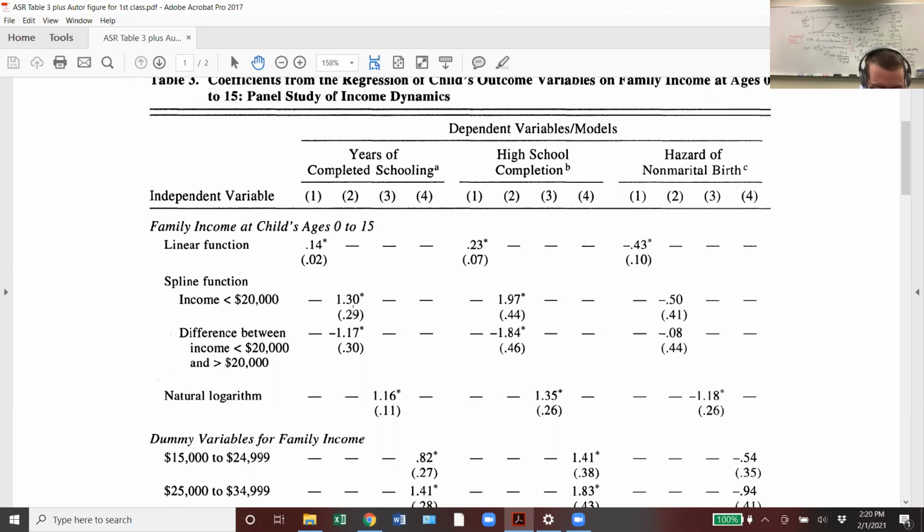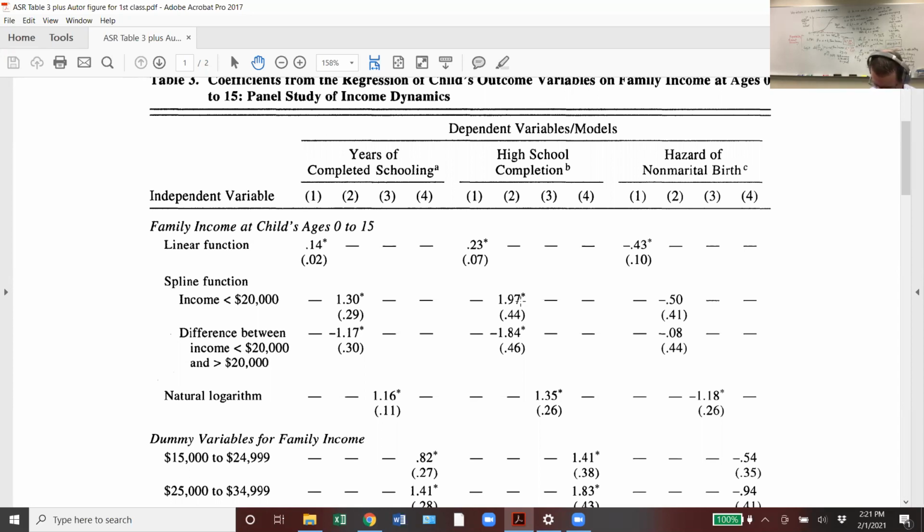This could have been 0.14 and 0, which would indicate just an overall linear form. Fits pretty well, but that's not what the data said. The data said big response at low income, smaller response at higher income. And in this high school completion spline function, you get exactly the same thing. It's not a 0.23, it's a 1.97 per $10,000. I don't know what e to the, wait a minute. I've got my calculator.